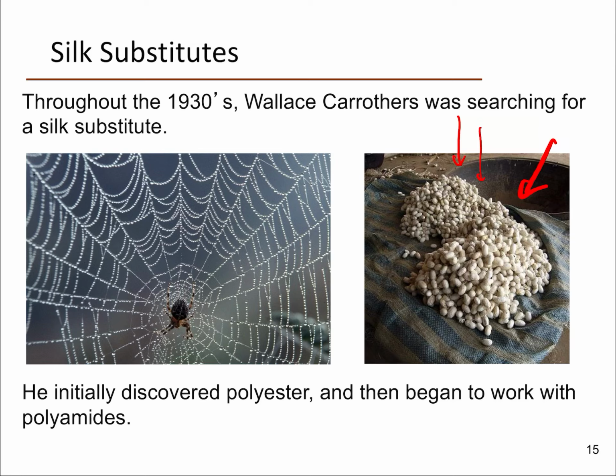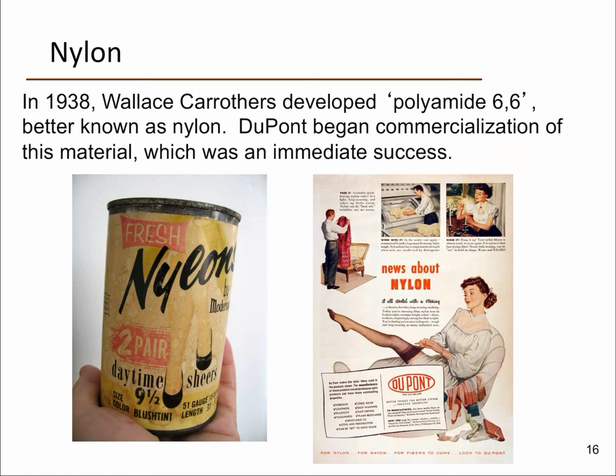So they were looking for some kind of synthetic material which behaved like the silk that they could use as a silk substitute. So they initially were looking at polyesters and then began to work with polyamides, which is another kind of linkage. In 1938, they eventually came up with a material which was called polyamide 6,6, which was marketed under the name Nylon. And so DuPont began commercialization of this material, and it was a huge success when it first came out.